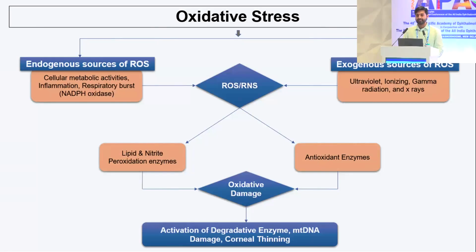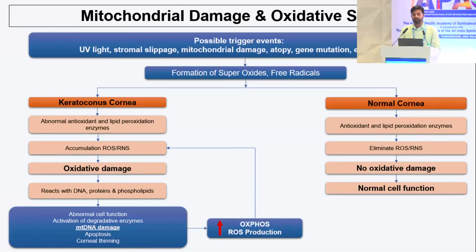Oxidative stress can come from an endogenous or an exogenous source, which leads to the generation of reactive oxygen species and reactive nitrogen species. In response, the cell will generate lipid peroxidation enzymes and antioxidant enzymes to combat the oxidative stress. The next step, if the stress is not properly combated, is activation of degradative enzymes, mitochondrial DNA damage, or corneal thinning.